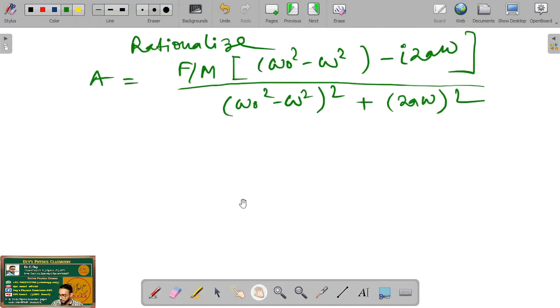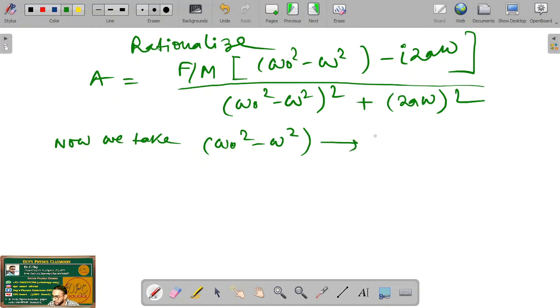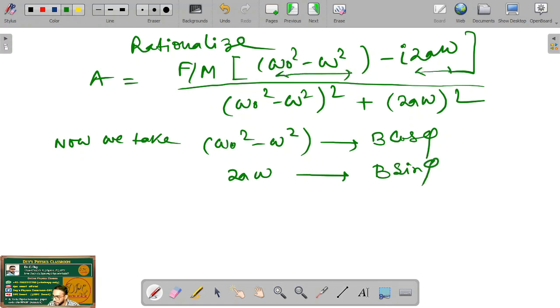So we are calculating the value of A, the amplitude that we took for the solution of capital X. For that solution we are calculating the value of A. Now we take ω0² minus ω² as b cos φ and 2aω as b sin φ. So this term we take as b cos φ and this term we take as b sin φ.